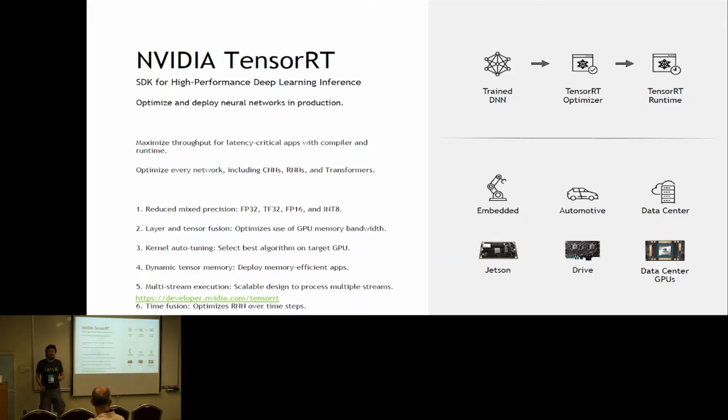The second idea is a little bit more about the hardware, and this is layer and tensor fusion. You can also implement this yourself if you would like to, but what it is: imagine you have two similar layers in different branches of your neural network.